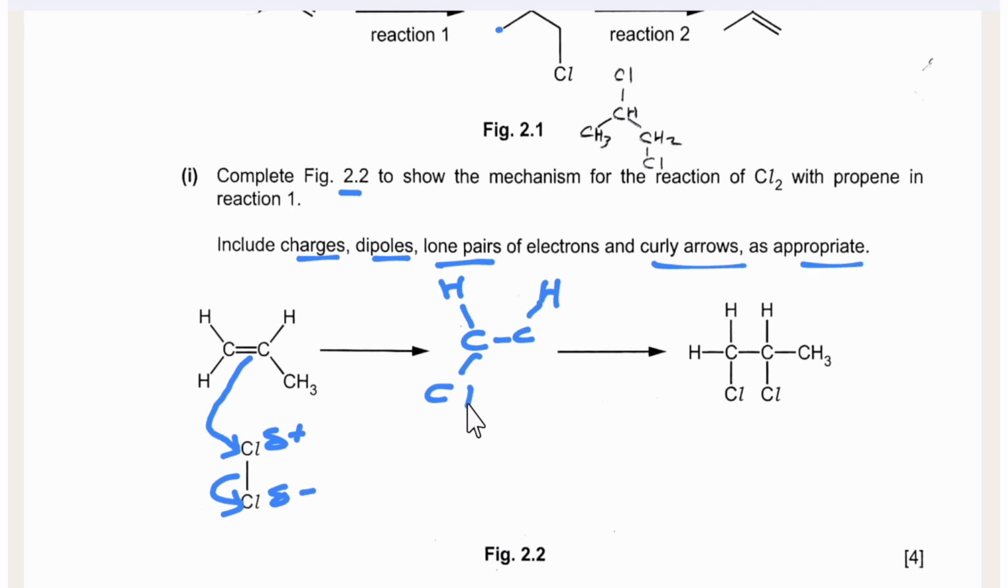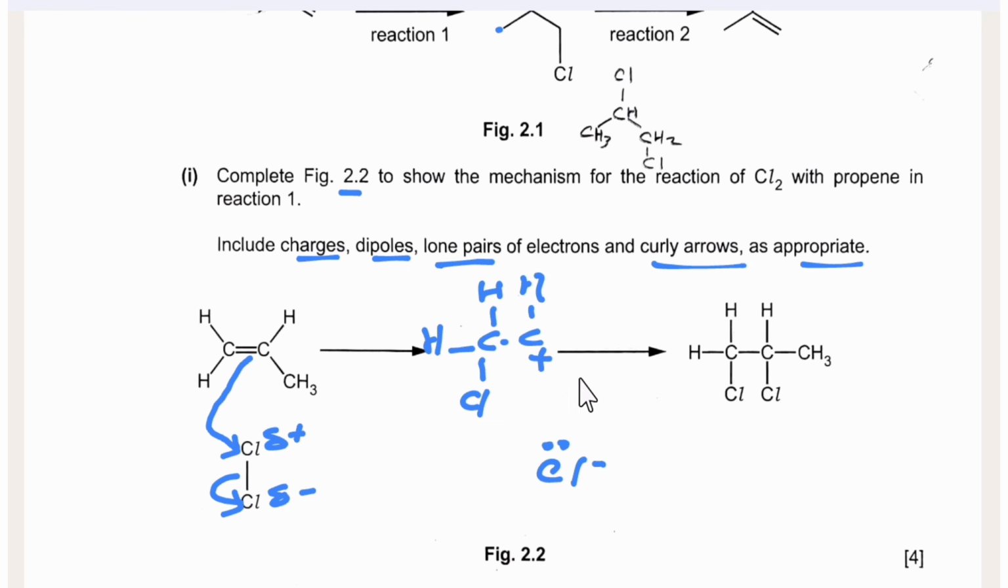So the structure would be this, with H, then H, then Cl, and this is a positive charge and Cl is a negative charge with lone pair of electrons. Now this lone pair of electrons can further attack this positive charge to form this molecule, and this is an SN2 reaction, since this is a primary or secondary carbocation.